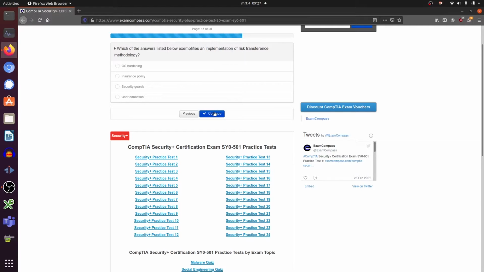Which of the answers listed below exemplifies an implementation of risk transference methodology? An insurance policy.